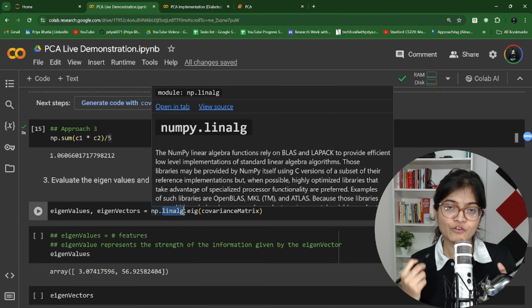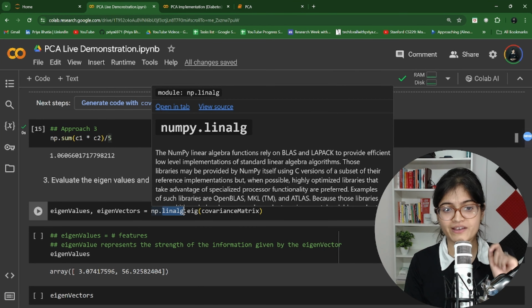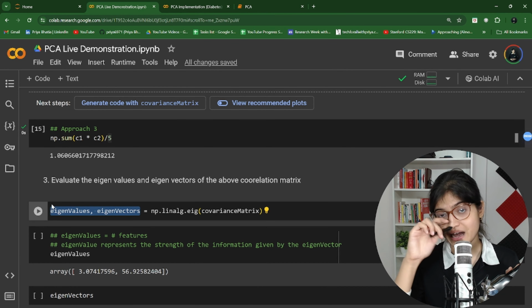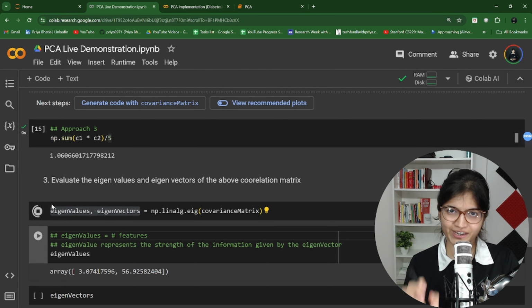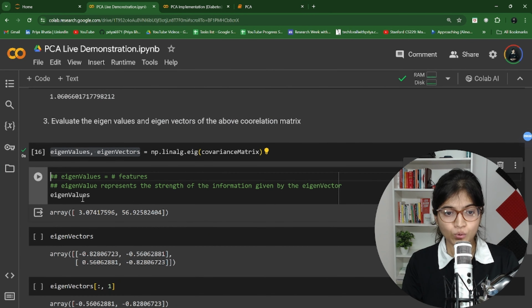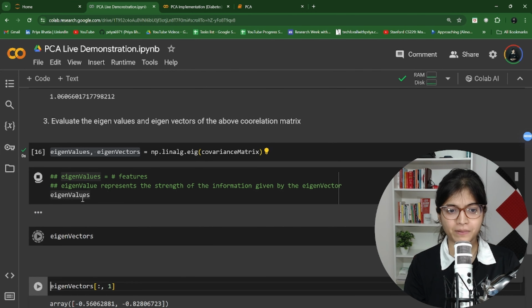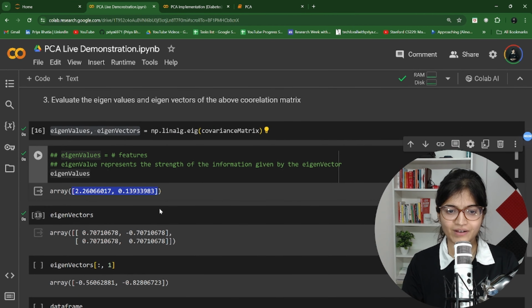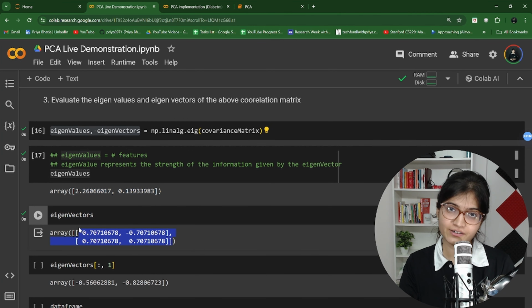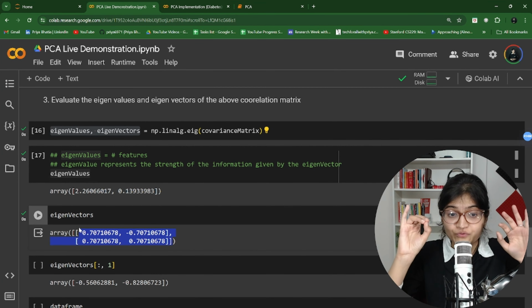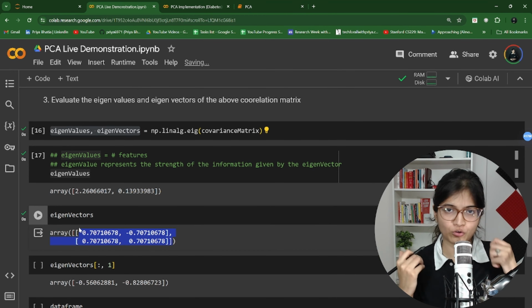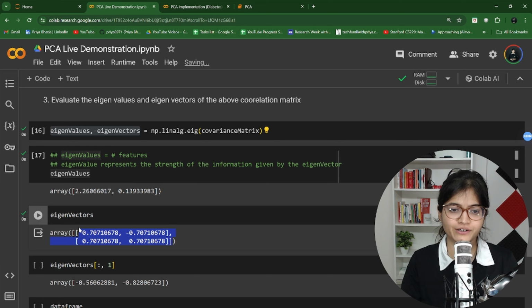Now, because I'm looking for eigenvalues and eigenvectors for that covariance matrix, I'll call this eig function, which is basically giving me two things. One is the eigenvalue, another one is the eigenvector for the same covariance matrix we have. Now, if you just run this particular part, you will be able to get an idea that these are the eigenvalues we have and these are the eigenvectors we have. Now, with the help of these eigenvalues and eigenvectors, you will be able to create the principal components. How? Let's try to understand.